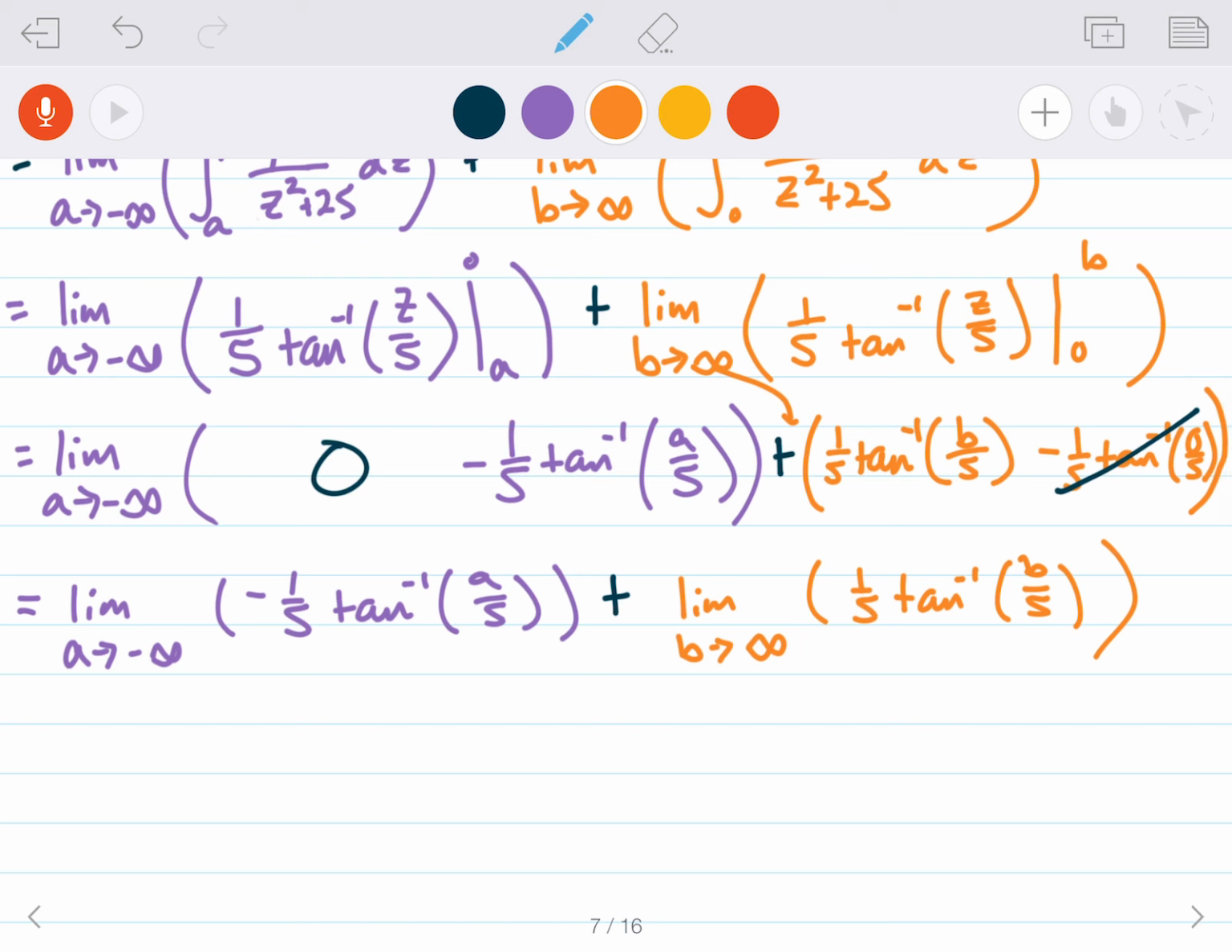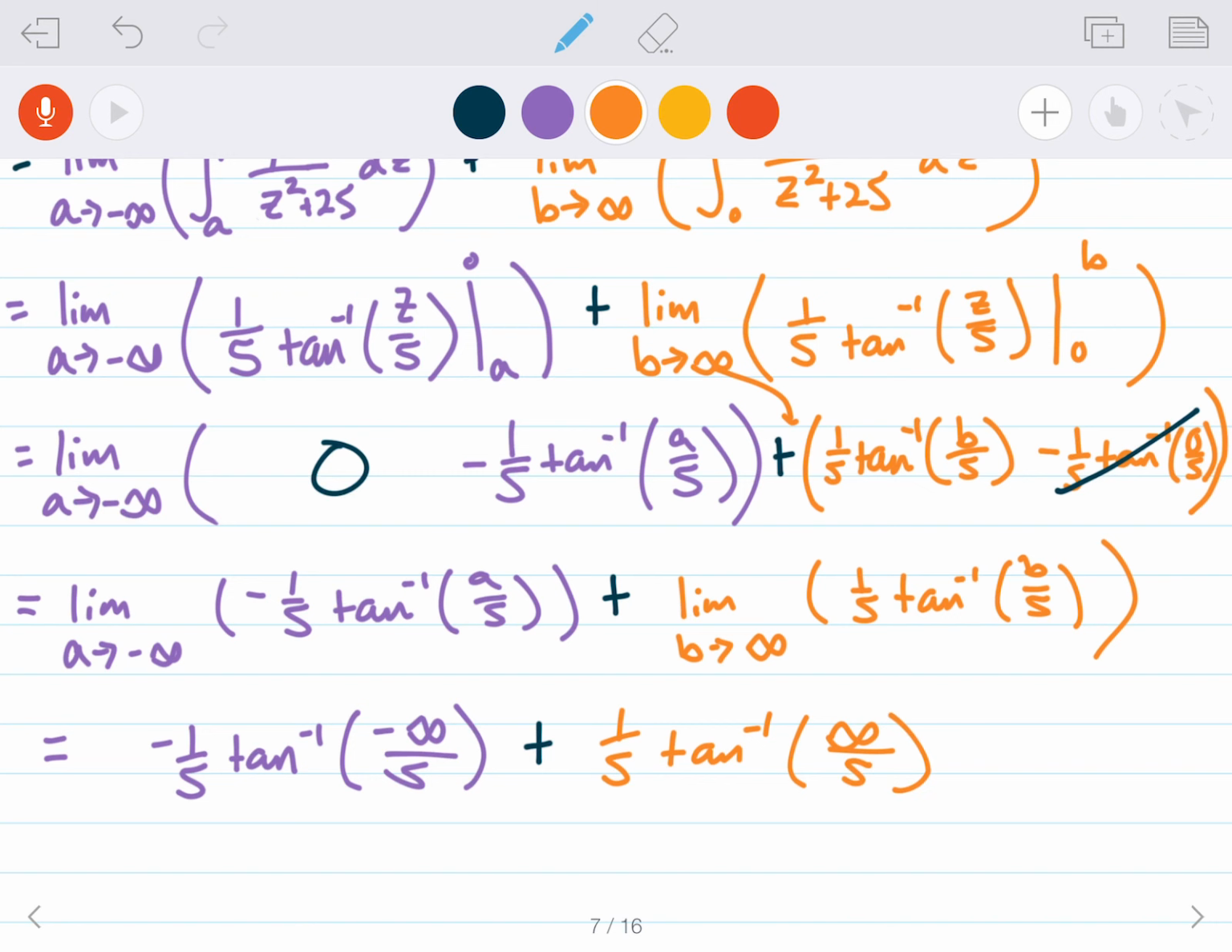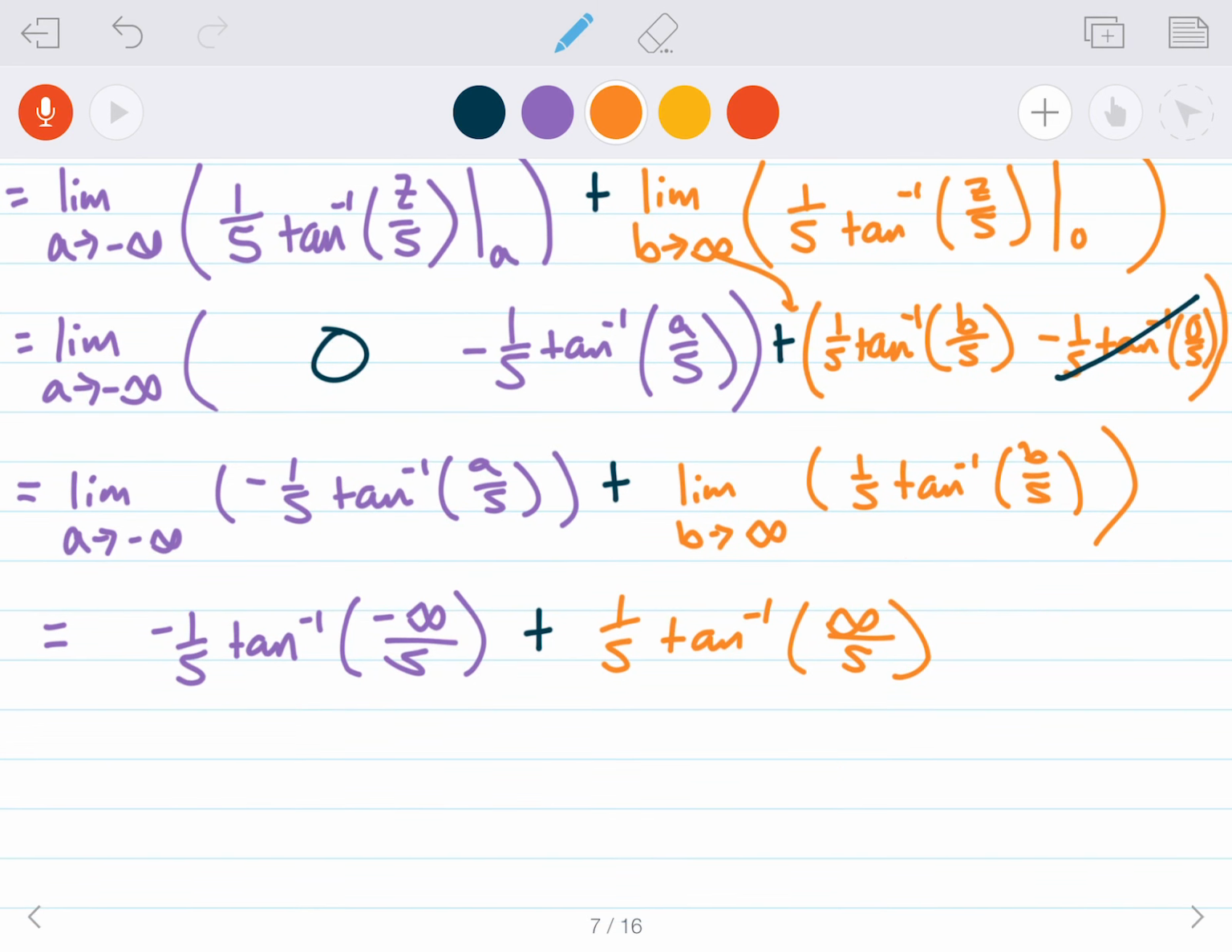All right, so from here, I'm going to plug in my negative infinity in purple, and I'm going to plug in my positive infinity for orange for the variables. So for purple, I end up getting negative a fifth tan inverse of negative infinity over 5 plus a fifth tan inverse of infinity over 5. And let's make sense of what this is.